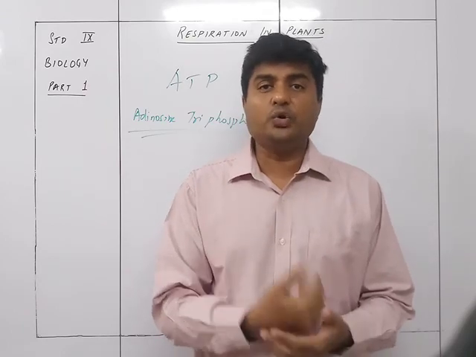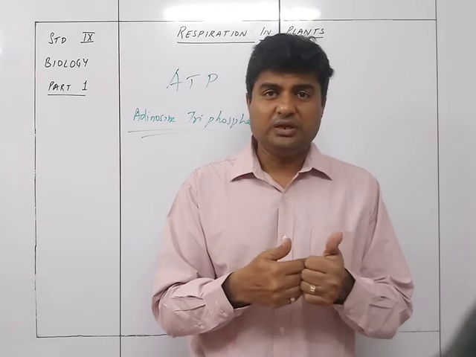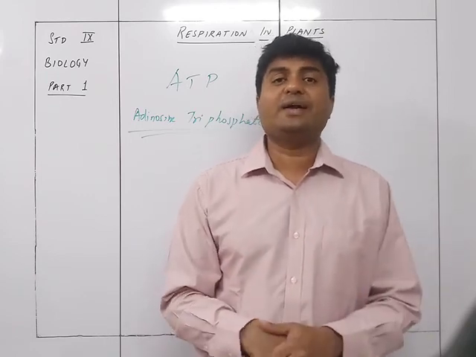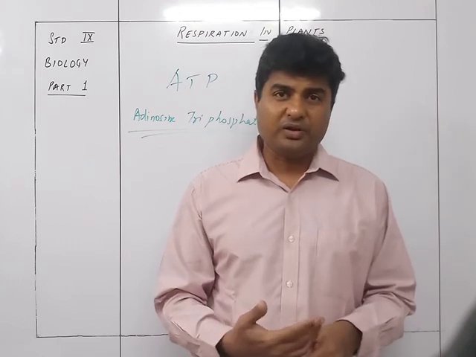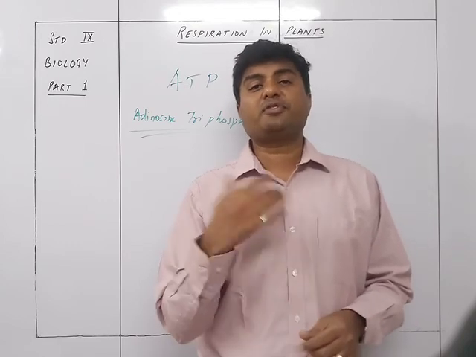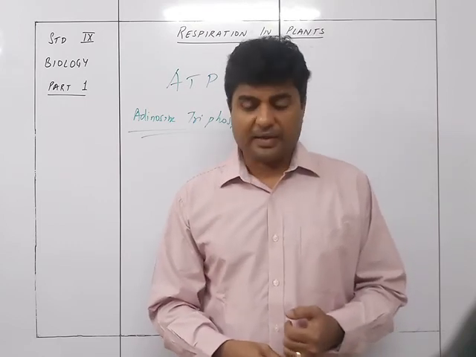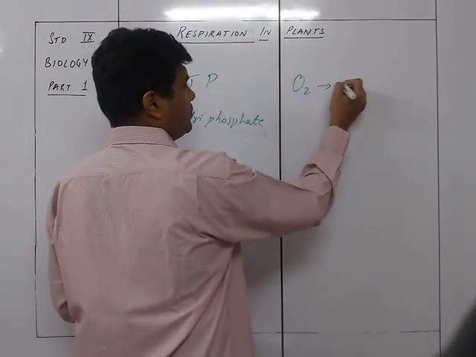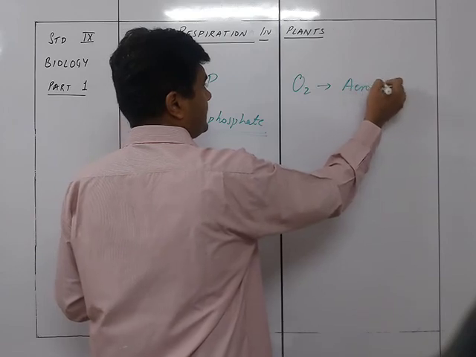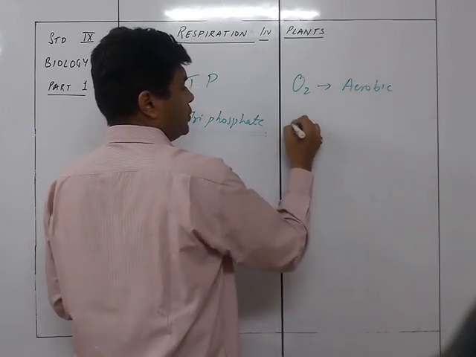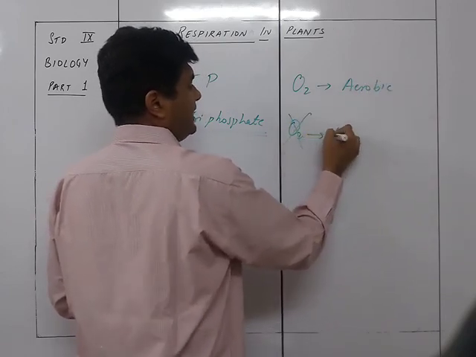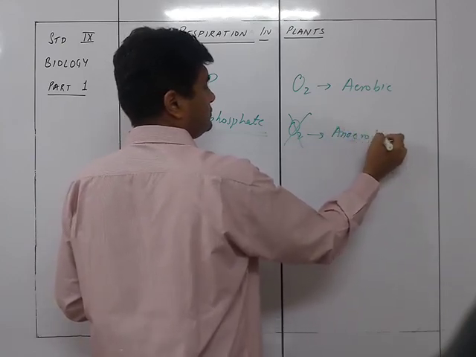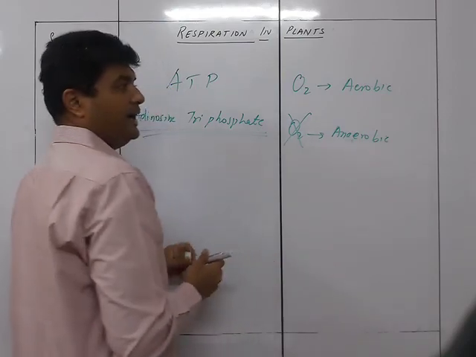And that is done in two ways. One is in presence of oxygen, and other is in absence of oxygen. The one which is in presence of oxygen is called aerobic respiration, and the one which is done in the absence of oxygen is called anaerobic respiration. So if O2 is present, it will be aerobic, and if O2 is not present, it is anaerobic.